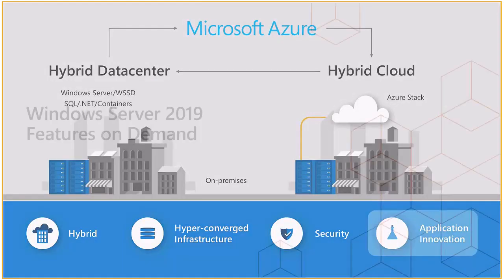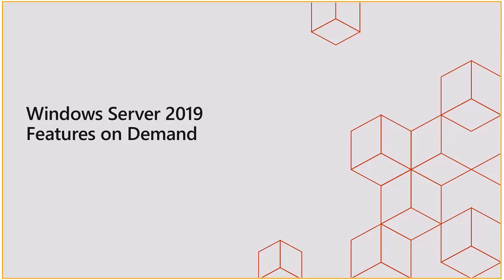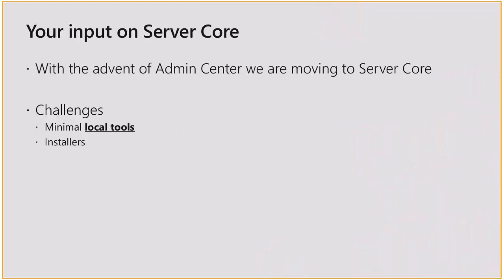All right. And the last bit I wanted to talk about is called Features on Demand, which is aimed at Windows Server Core. So with the advent of Windows Admin Center, Microsoft is saying we should be moving to Server Core. Why should we move to Server Core?